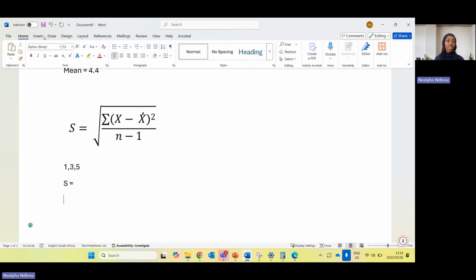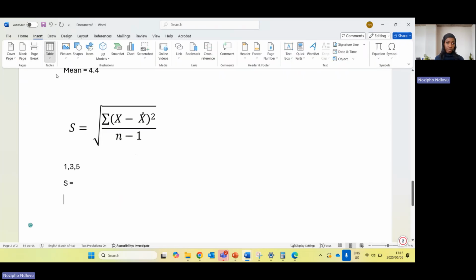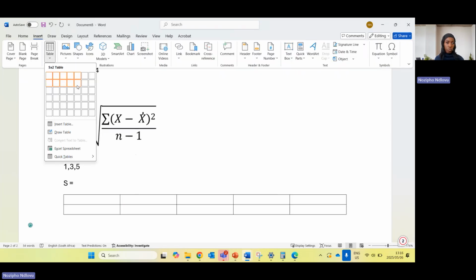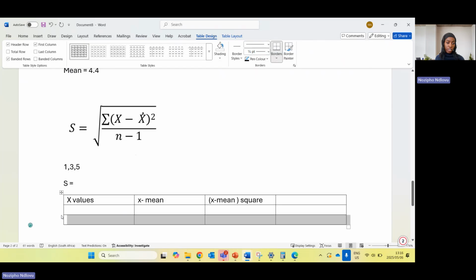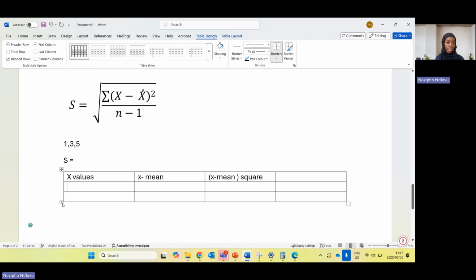What I like to do is to insert a table. Let's say it's only 3. So here I will have my x values. And then here I will say x value minus the mean. And then I will square it. Then I'll find my values. Let's do this for this example.